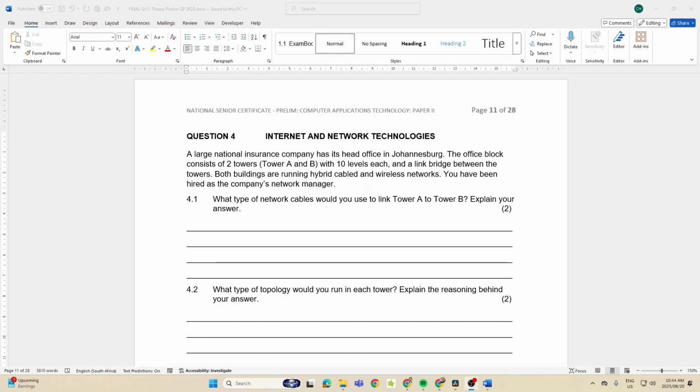So we're still in section B. We've gotten through the long question 3. Now we're looking at question 4 from 2022. They give us a scenario here that the large national insurance company has its head office in Joburg. You've got 2 towers there with 10 levels, and you've got a link between these 2 towers.